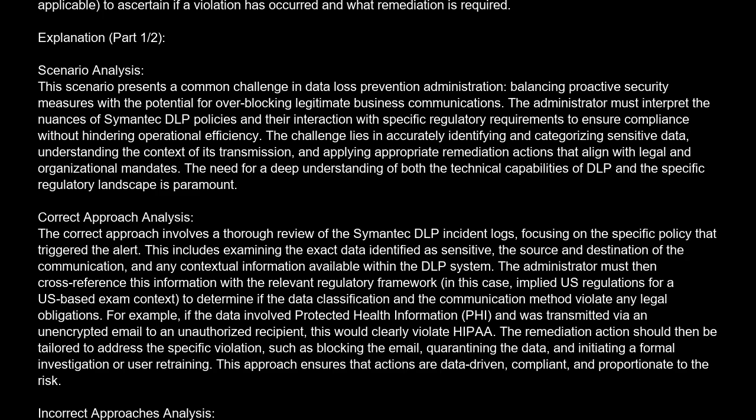Incorrect approaches analysis. One incorrect approach is to immediately assume a policy misconfiguration and disable the rule without further investigation. This fails to acknowledge the potential for a genuine data breach or regulatory violation. It bypasses the critical step of verifying the incident against legal requirements, potentially leaving the organization exposed to significant penalties and reputational damage.